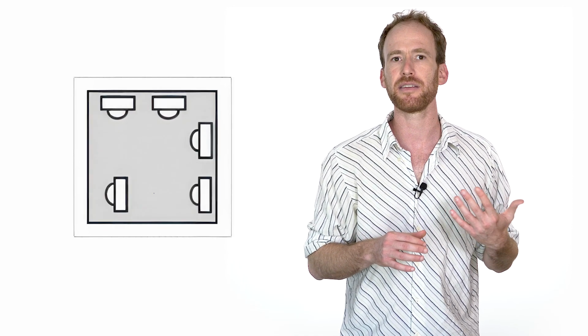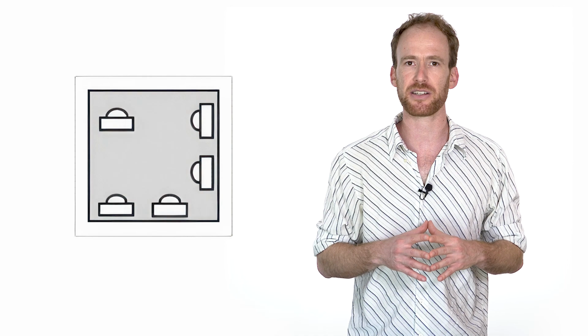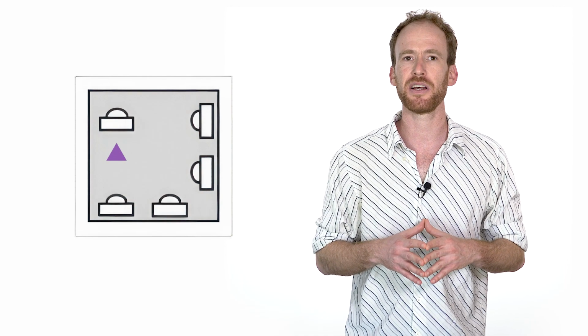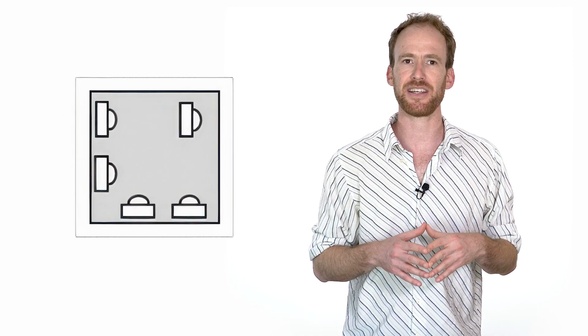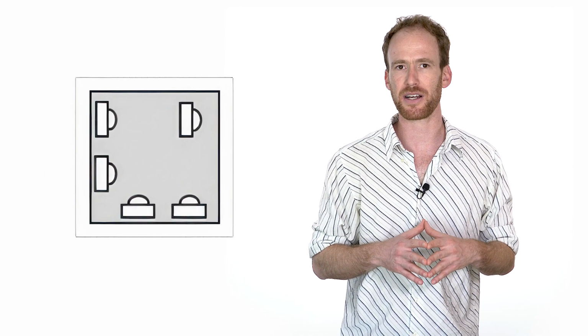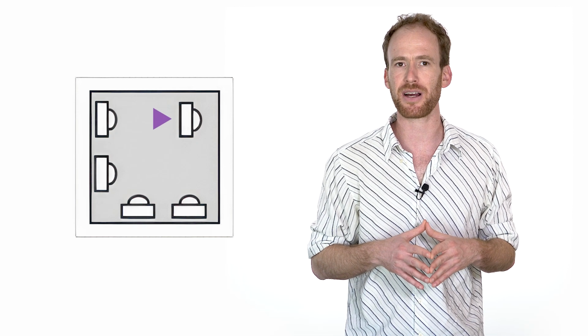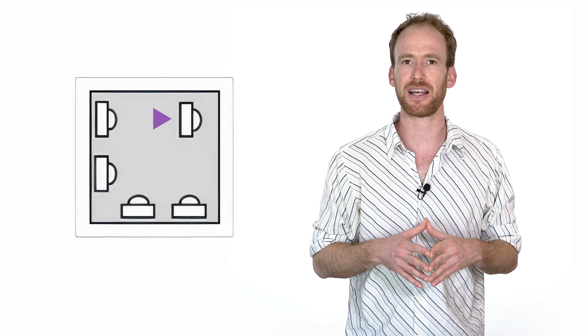If you turn the chart 90 degrees clockwise, the desk moves to the bottom left corner and the chair faces right. If you turn the chart another 90 degrees clockwise, the desk moves to the top left corner and the chair faces down. If you turn the chart yet another 90 degrees clockwise, the desk moves to the top right corner and the chair faces left.